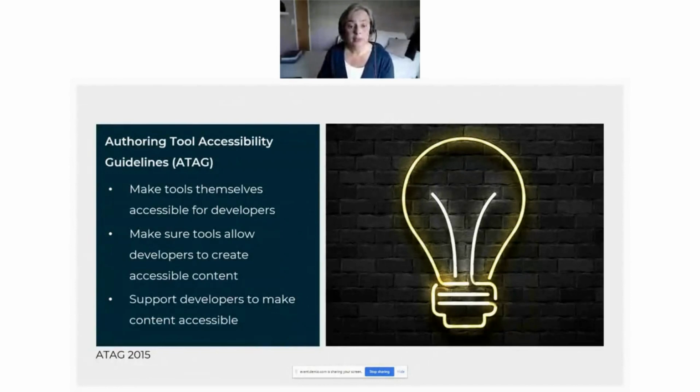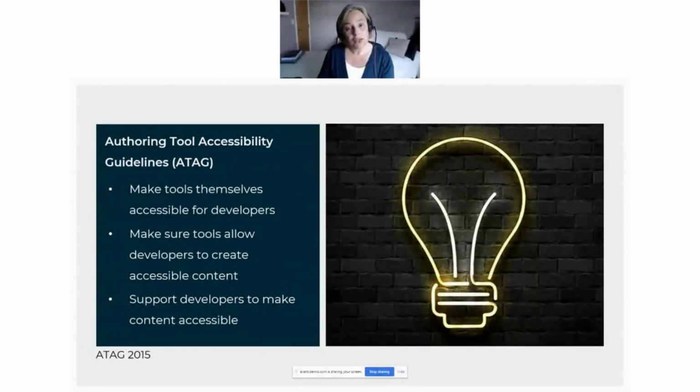At its heart, its aim is to make tools themselves accessible for developers and to make sure that tools allow developers to create accessible content. And one of the most important things, I think, for us designers and developers, is that it supports us to make that content accessible. So it helps us to find out how we can do it. So the ATAG give us the benchmark to what authoring tool providers should be doing or could be doing to make it easier for us to produce accessible learning content.